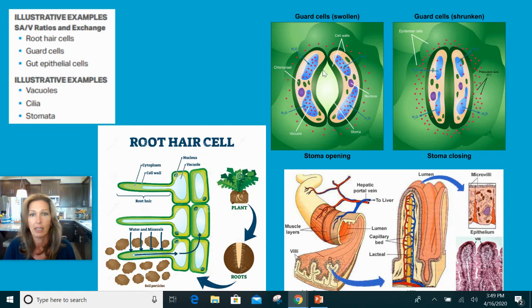Oh, remember my lovely example of my stomata. But guard cells are, again, another example of cells that have a very high surface area compared to volume, and this allows them to adjust the amount of water moving in and out in order to open and close at different times of the day.